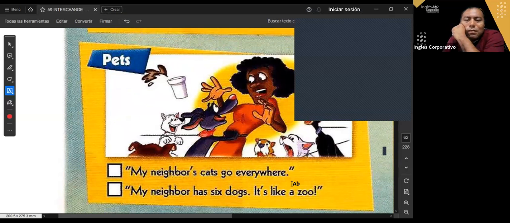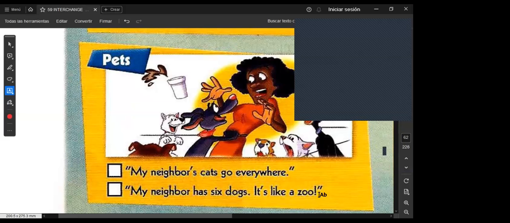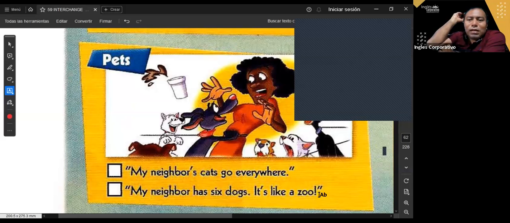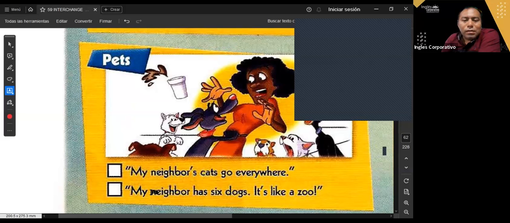About pets. Okay, can you help me to read the next one, please? Andrea Alejandra, my neighbor's cats go everywhere. Andrea Alejandra, can you talk? My neighbor's cats go everywhere. Cats. Yes, very good. Ana Maria Garcia de Sigüenza, can you read the last one? My neighbor has six dogs. It's like a zoo. Ajá, it's like a zoo, ¿verdad?